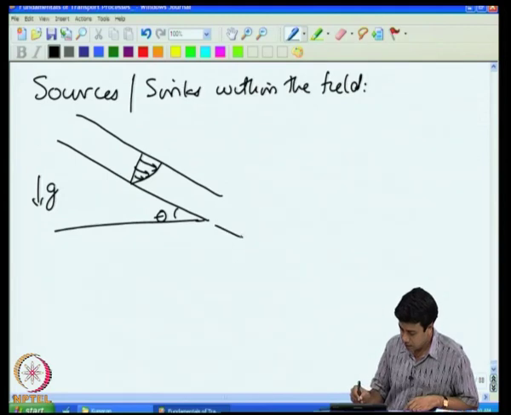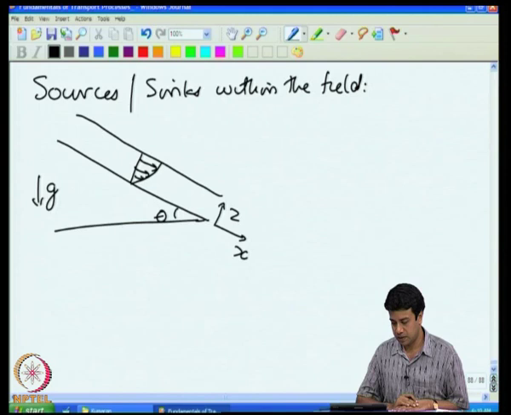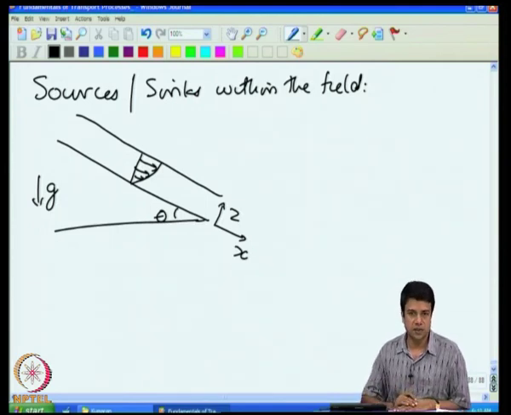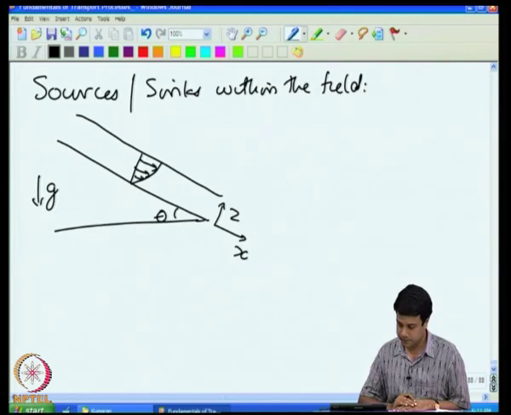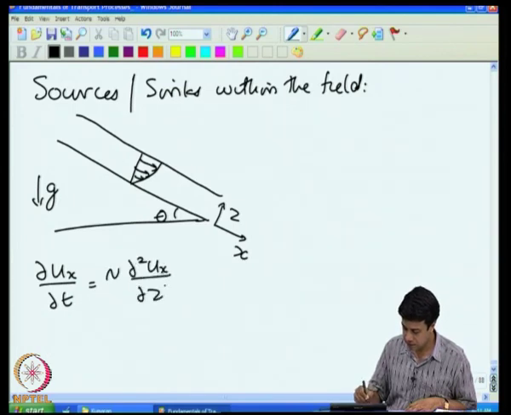So, as usual I take x as the flow direction and z as the direction perpendicular to the flow. Fluid velocity is in the x direction and the velocity is varying only in the z direction. There is no change in velocity as you go along the x coordinate. So, if I were to write a momentum balance equation for this, I would have to write it of the form dux by dt is equal to nu times d square ux by dz square.